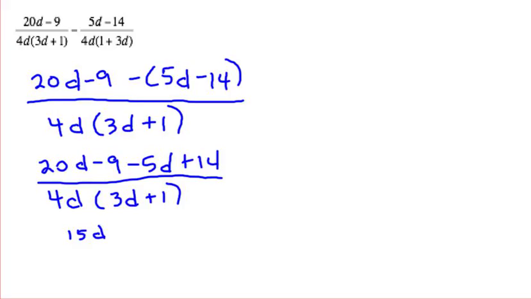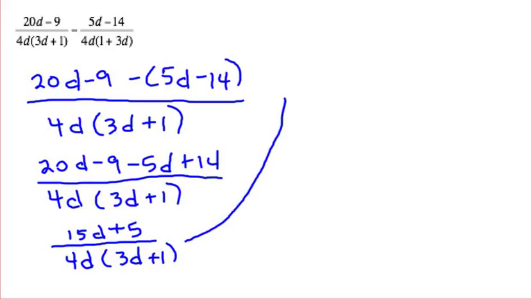And I have negative 9 plus 14, which is positive 5, over 4d times a quantity 3d plus 1. I'm going to move up to here. And now, if you recognize my numerator can be factored, there's a common 5 there, so I'll factor out 5. And that leaves me 3d plus 1 over the denominator I already had, which was 4d.